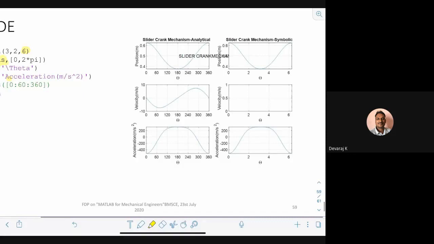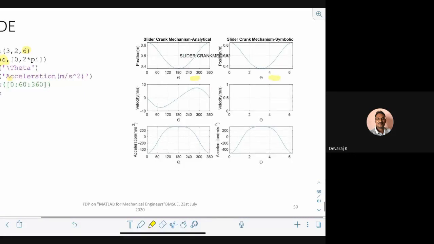Now we have just done this to compare each one of these values. Of course, this is in degrees and this is in radians. But look at the values of displacements.